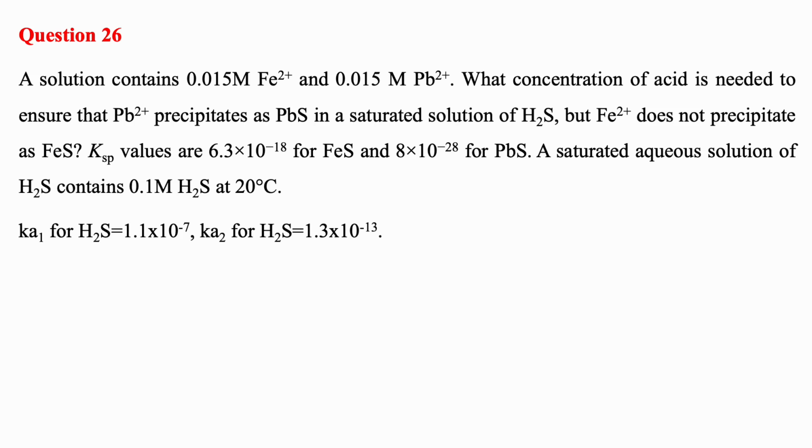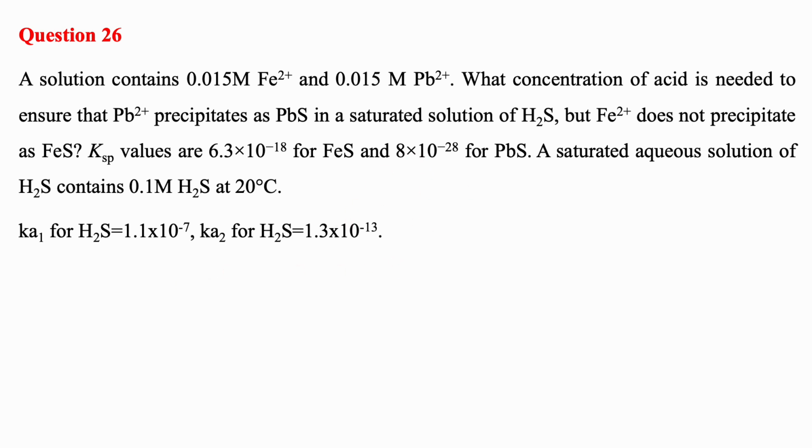Let's go to question 26. Question 26 is saying a solution contains 0.015 molar of iron and 0.015 molar of lead. Then they're asking what concentration of acid is needed to ensure the lead precipitates as the lead only, without precipitating the iron. So the question is also like the one we came to solve.